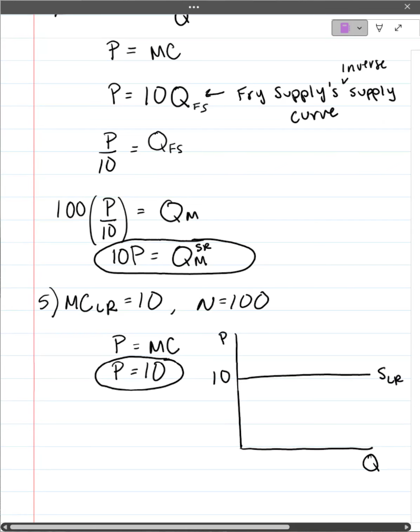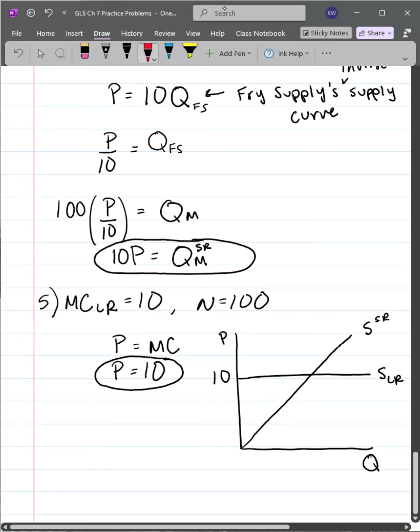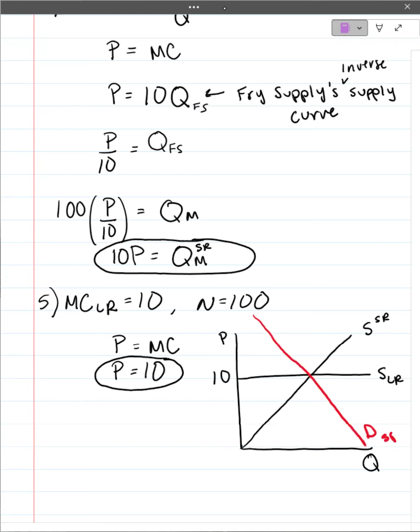If instead we were to graph Fry Supply and the market for fries in the short run, that's going to look like this. Okay, and so what we're going to see in chapter 8 is that if we add our demand in the long run, right, we're going to have that same equilibrium point where all of our curves intersect, right? But we haven't yet added demand.